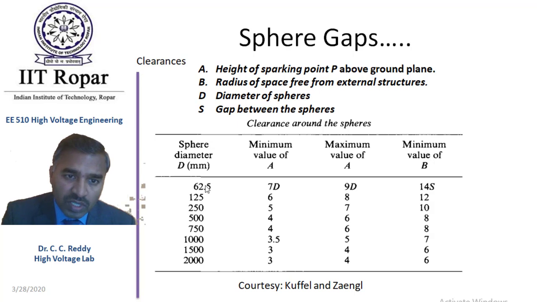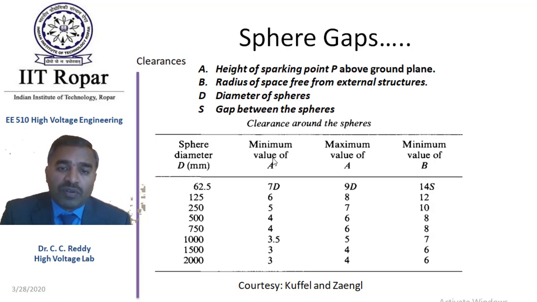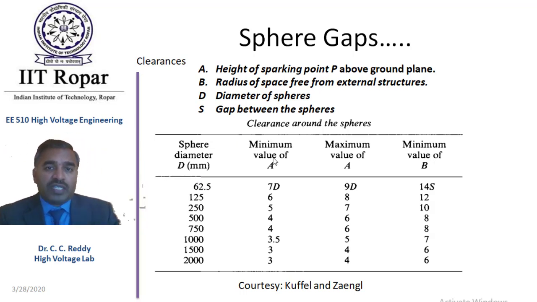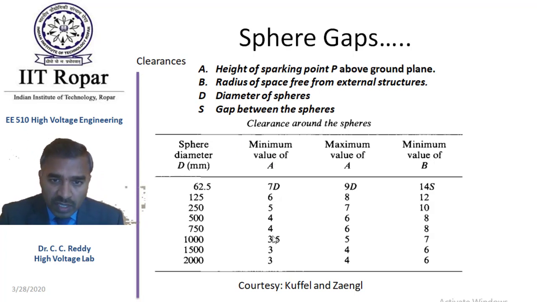If this is so, then for a sphere of diameter in this first column, the minimum value of A, that is, the minimum height of the sparking point above the ground plane, should be in the second column, and the maximum value of A in the third column. And the minimum value of B, the imaginary spherical surface within which there are no external objects should be there, is given in the last column.